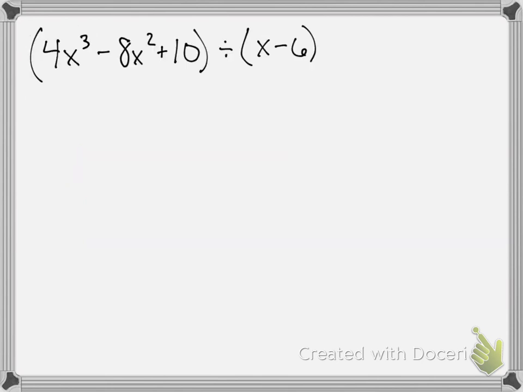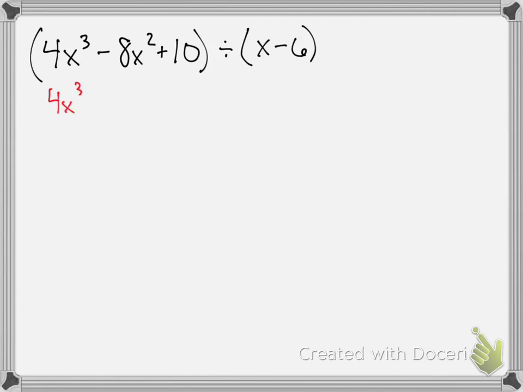So let's go ahead and take a look at the next problem. 4x cubed minus 8x squared plus 10 divided by x minus 6. First thing I'm going to look for is, do I need any placeholders? If I look at the dividend, I'm going to need a placeholder because there's an x cubed, an x squared, and a constant. We're missing a regular x term.